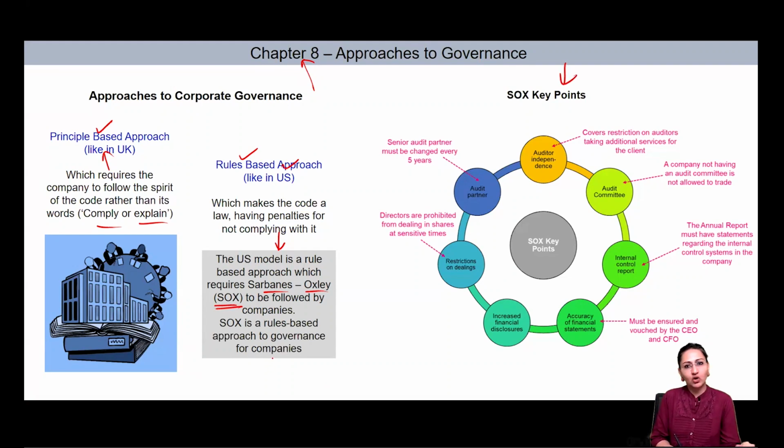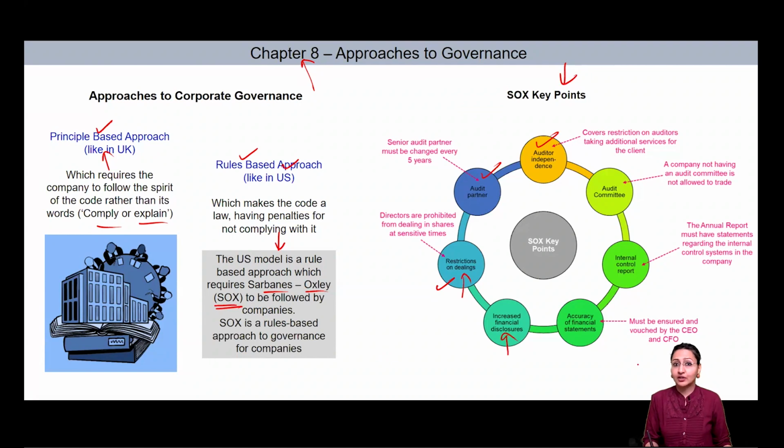SOX approach has got some key points. What are those key points? One, the auditor should be independent. Then the audit partner must be changed after every 5 years. The directors or the senior managers cannot deal in shares at sensitive times because it invites insider information in that case. So there are some restrictions on the dealing in shares or business transactions where the directors are themselves employed.